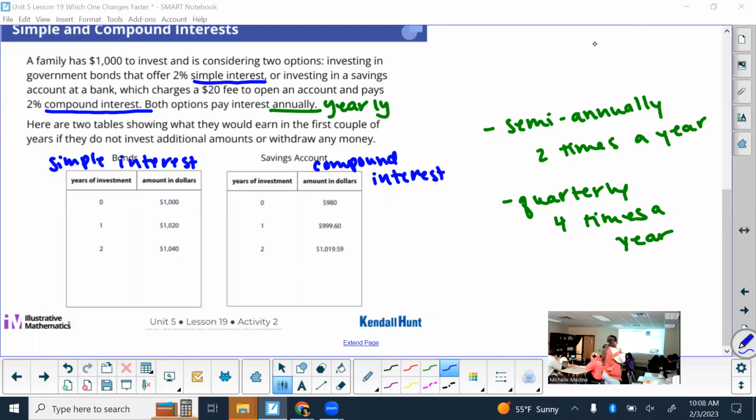All right, so table 2, the one with simple interest, would you say that it grows linearly or exponentially? Good. So this one is more linear. What does it look like they're adding each time? $20. Looking at the outputs, and if you check back to what they said originally, the bond offers 2% simple interest. So 2% of $1,000 is $20. So they're not applying the interest to what they have currently, just what was originally put in there.